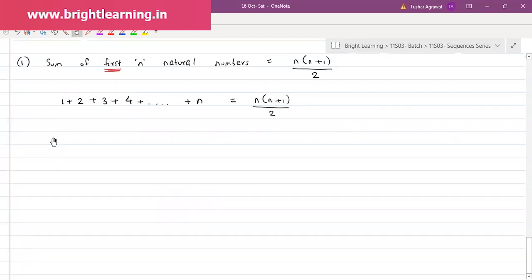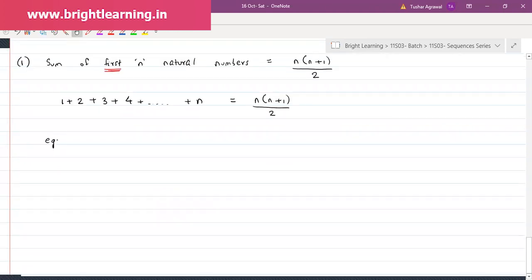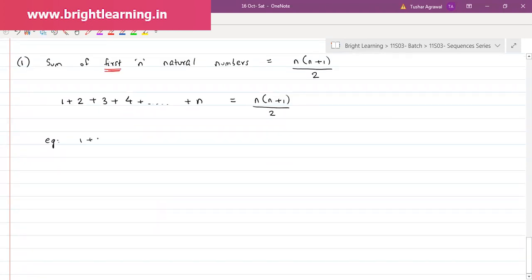Okay. So an example is 1 plus 2 plus 3 and so on up to 10. This will be equal to 10 multiplied by 11 upon 2. So that turns out to be equal to 55.